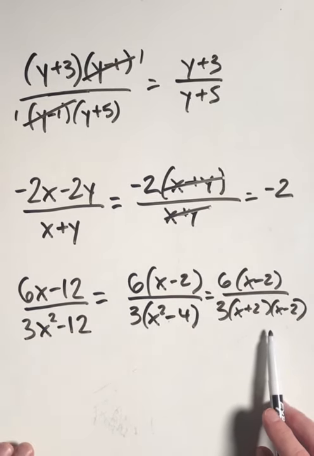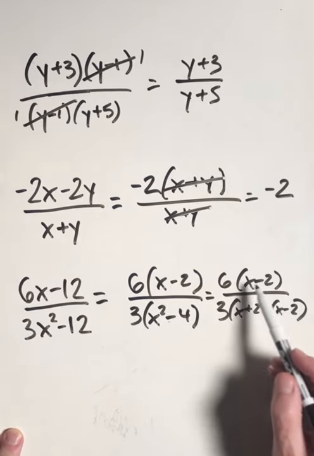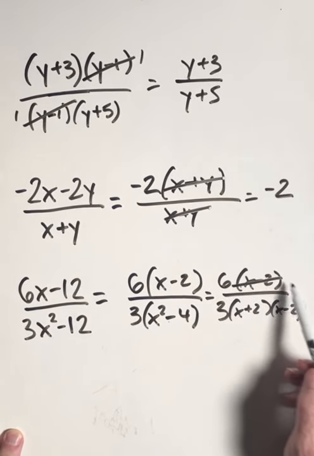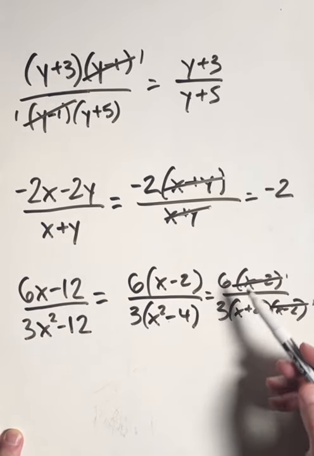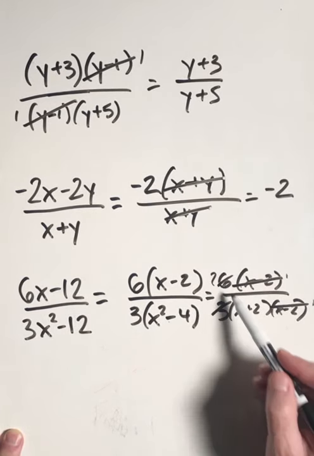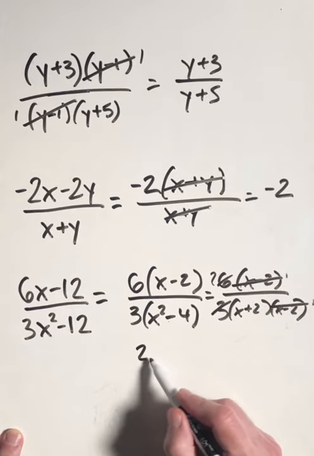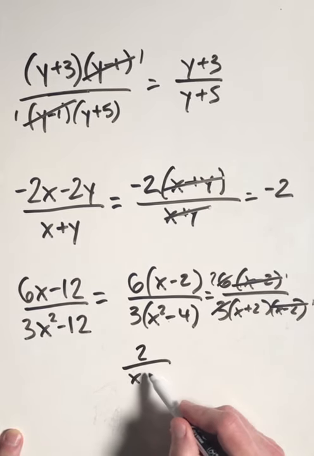Now I have an x minus 2 in the numerator and an x minus 2 in the denominator, so they can cancel. And now I have a 6 divided by 3, which is a 2. So all I'm left with is a 2 over x plus 2.